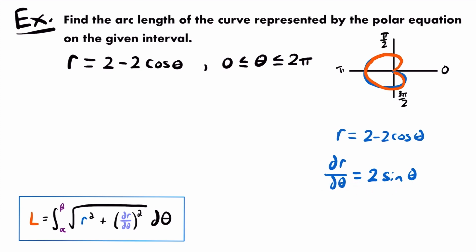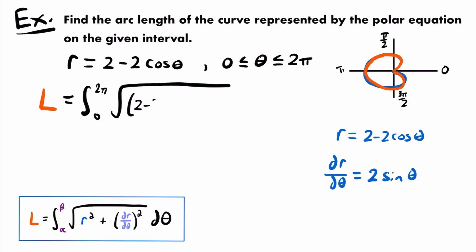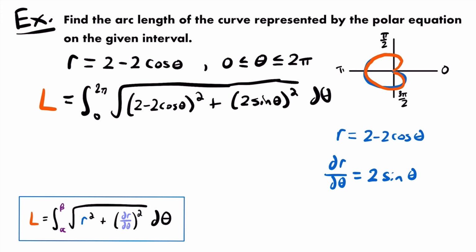Now, we can use r, dr d theta, and our angles of theta that we want to calculate the arc length between to set up our definite integral to calculate that arc length. So we will have that the arc length is equal to the integral from 0 to 2 pi of the square root of r squared, so we'll have (2 minus 2 times cosine theta) squared plus (dr d theta) squared, so we'll have (2 times sine theta) squared, and then d theta. Okay, so now let's simplify. Let's square each of these quantities.